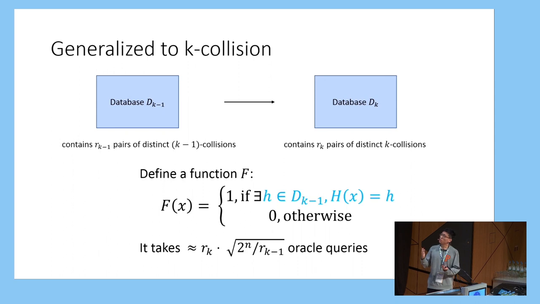So let's generalize the idea to k-collision. Assume we have a database D k minus 1 containing many k minus 1 collisions, and we want to construct a database containing some k-collisions. The idea is the same. We define a function f, which is also defined over all the inputs, and f of x is 1 if and only if x with some k minus 1 entries in the previous database forms a k-collision. Otherwise, it is 0. So if we want to construct a database of size r k, we can simply apply Grover search r k times. And each Grover search costs us square root of 2 to the n over r k minus 1 queries.